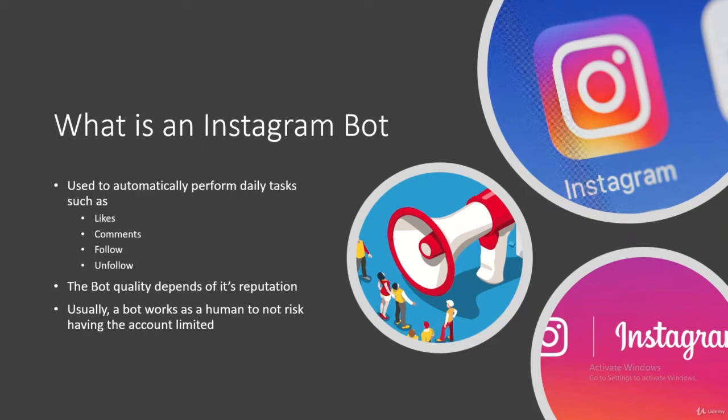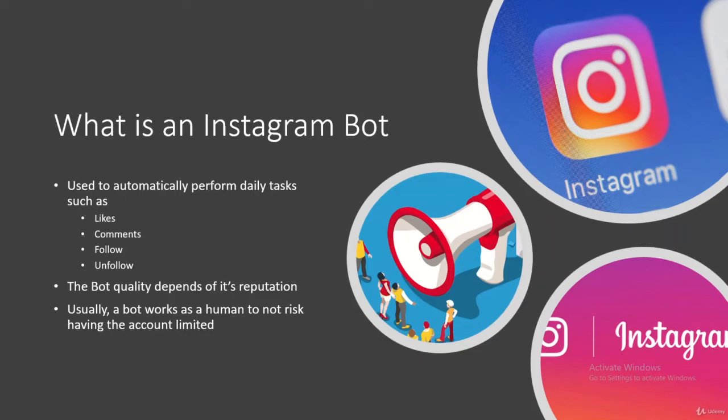It can comment, so it can be used to write comments on different posts. If you check different Instagram posts, you will sometimes see comments that don't look that human, or you see the same comment on different posts. The majority of the time, those are bots. People are using those bots to drive traffic to their Instagram account. It can also do different tasks such as follow or unfollow.